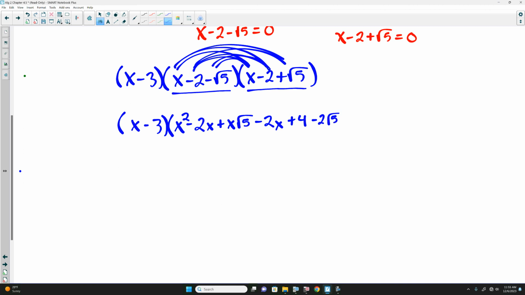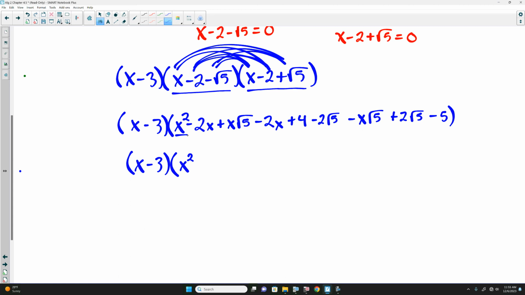And lastly, multiplying through the negative square root of 5, negative square root of 5 times x is negative x square root of 5. Negative square root of 5 times negative 2 is plus 2 square root of 5. And negative square root of 5 times square root of 5 would be negative square root of 5 squared. Well, the square root and square would cancel. Now, as we look at this massively long set of parentheses, let's combine like terms.